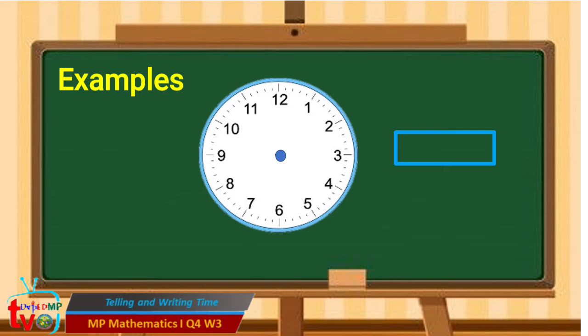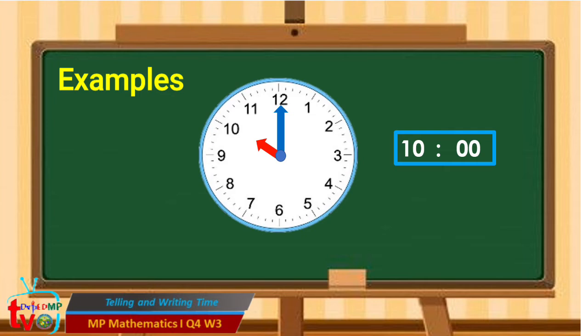Look at the given examples. The hour hand is pointing at 10. So we say or write 10. Don't forget to put the colon. And the minute hand is pointing at 12. So we say o'clock, or we write 2 zeros.